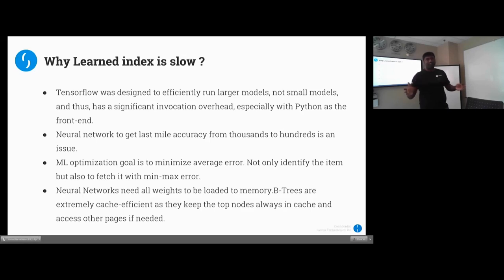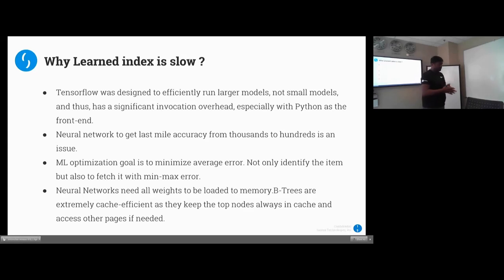Your mindset works very differently. The guy who finished second is still good, but it's not Usain Bolt. That's not whom you think of when it comes to running. So that's what it is. The ML optimization goal is to minimize an average error. It's not only to identify them, but also to fetch them with the same error rate, so fetch with min-max error.